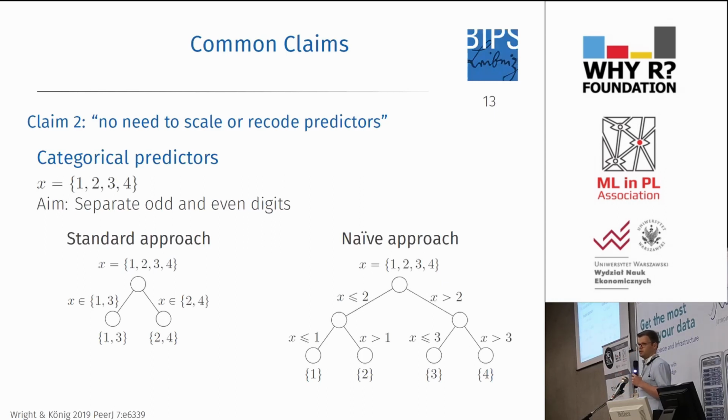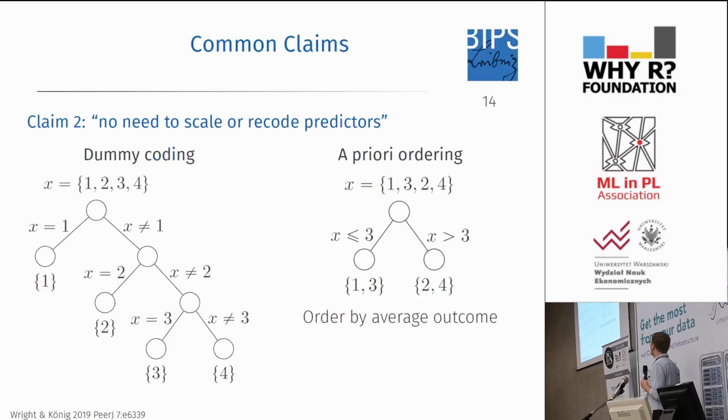You can imagine that for a larger number of categories, this gets worse. And if you use the commonly used dummy or one-hot encoding, you have the same problem. In every split, you can just separate one of the digits, because each digit will have its own variable in the dummy coding. So you also need 3 splits here to separate odd and even.